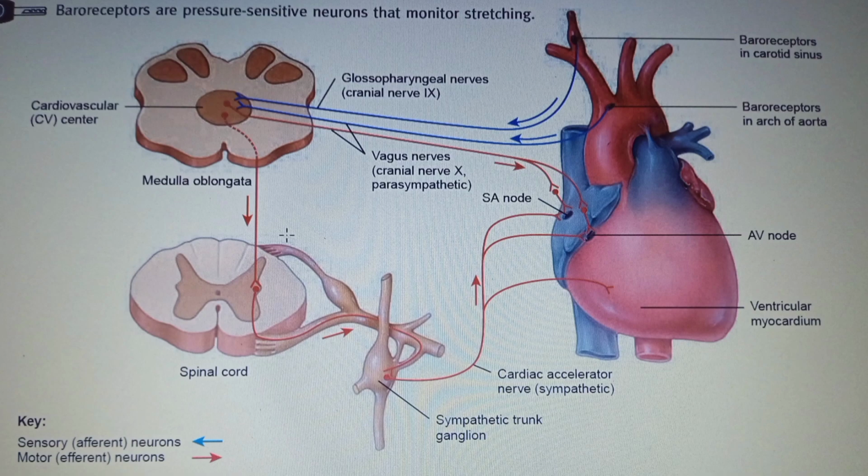Where does it send? It sends to the nucleus of tractus solitarius. So we saw in the previous slide, the nucleus of tractus solitarius is located in the sensory area. So in the vasomotor center, in the sensory area, this nucleus is present. It receives the signal from both the cranial nerves, which activates either the vasoconstriction area or the vasodilation area. Henceforth, it helps in the regulation of blood pressure.